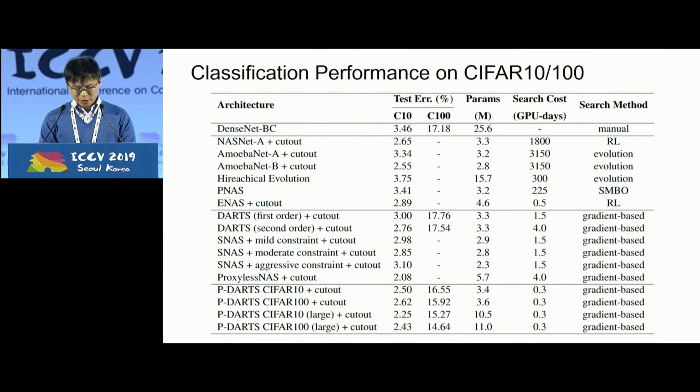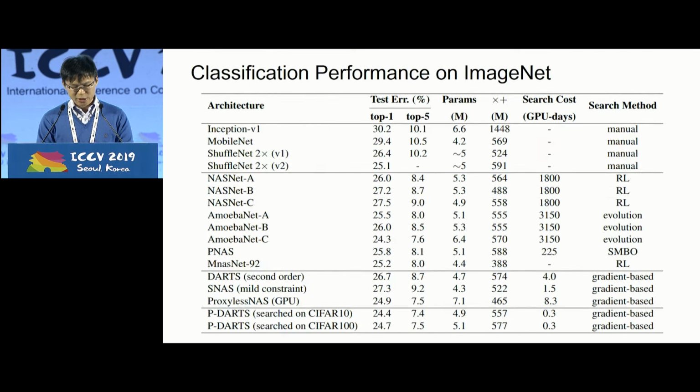We can see that PDARTS significantly outperforms previous methods on CIFAR 10 in terms of both classification accuracy and search speed. On ImageNet, we have also achieved competitive classification performance under the mobile setting.